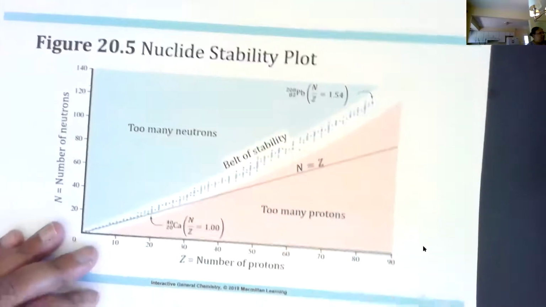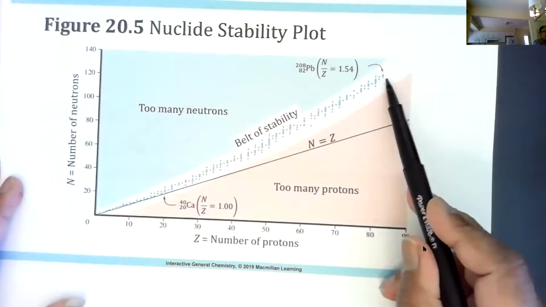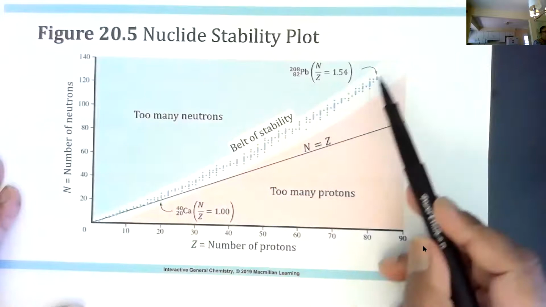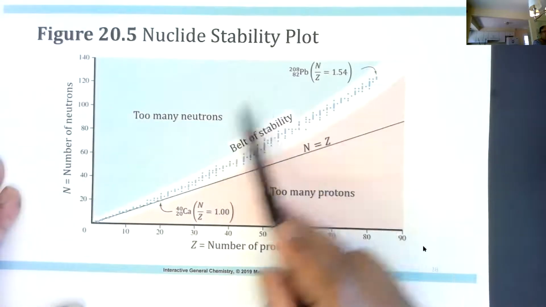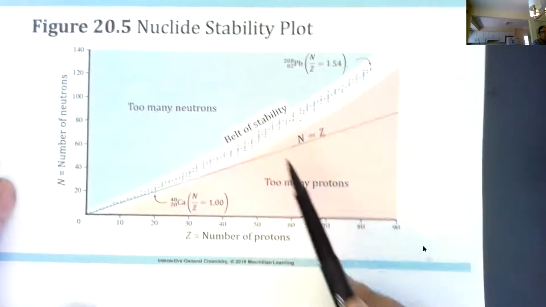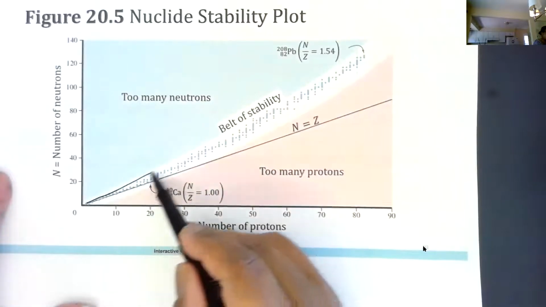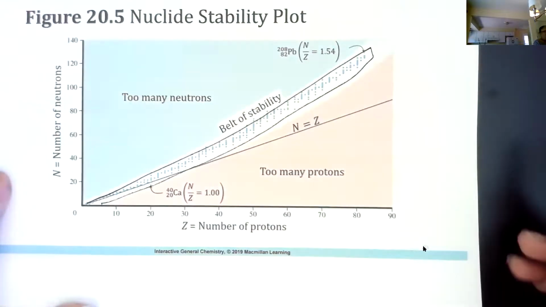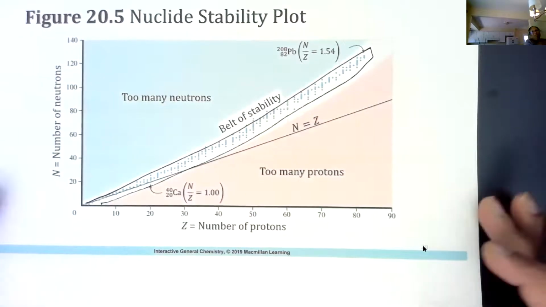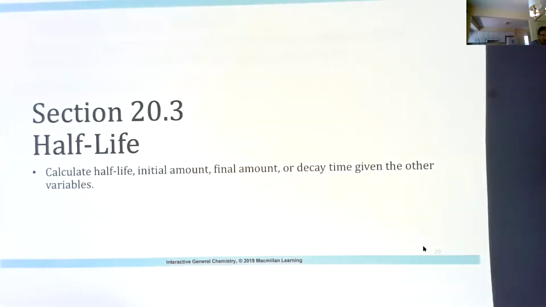And this is a chart. It tells you where the isotopes are that are stable. If you have isotopes with too many neutrons in that blue region, they're unstable. If they have too many protons, then they are unstable. So all of the elements that lie in this region, it's called the belt of stability, are stable isotopes. Okay, just a qualitative explanation for you.